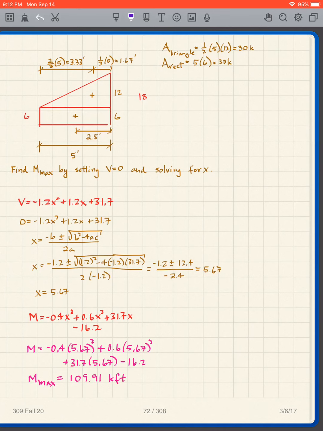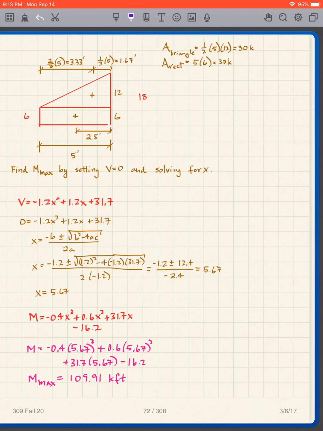My triangle then, since this is 18 and this is 6, that means this is 12. And so I'm going to have a height of 12, a base of 5, and then my area is going to be 1/2 times 12 times 5, which is 30 kips also.